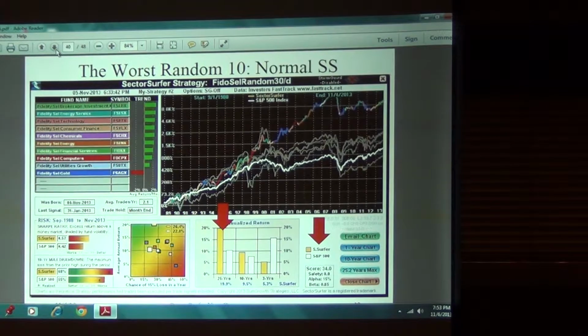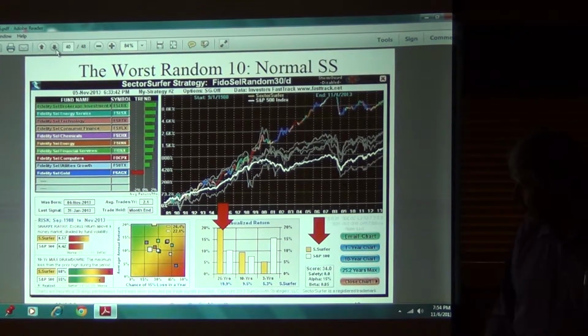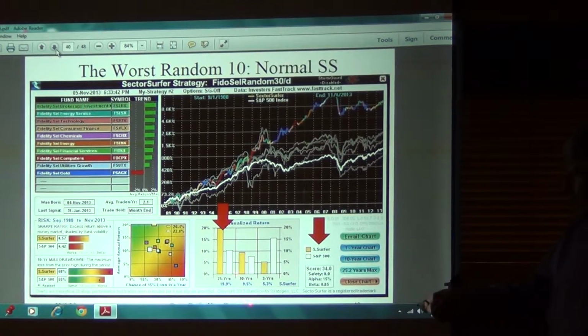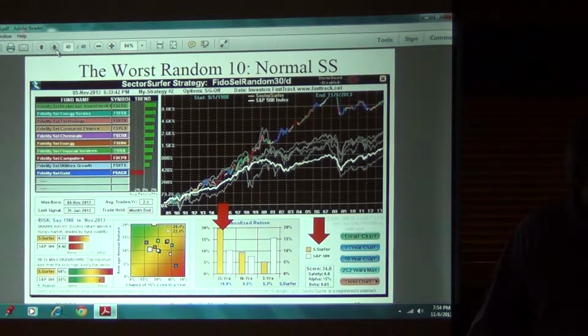Next slide. Here's the worst set of 10 funds, again picked from 2,000 that were randomly selected. SectorSurfer for 25 years comes up with just under 20% and a score of 34. Okay, not bad for the 10 worst funds. Next slide.